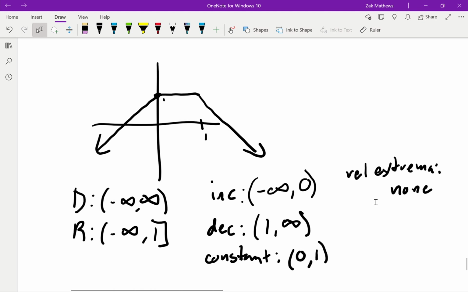We need to be looking for endpoints and where it's transitioning from increasing to decreasing, or from decreasing to increasing. That never occurred. We transitioned from increasing to constant to decreasing. So we never had any relative extrema.